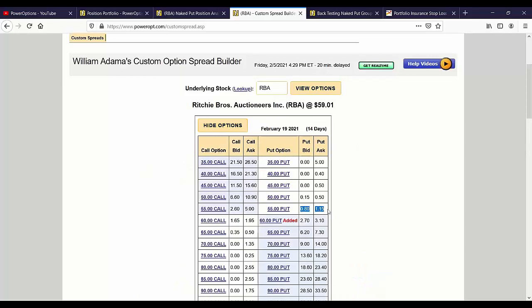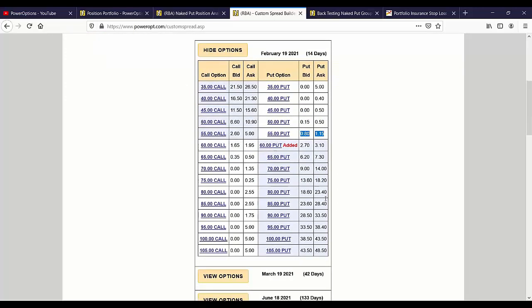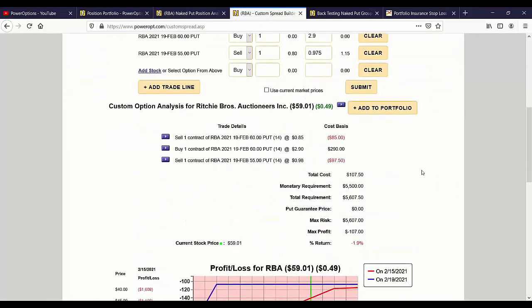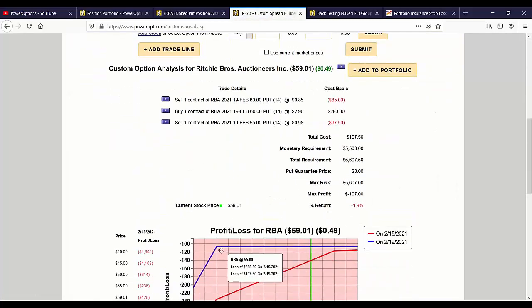No, I can't roll down to the same month for a debit. I can't roll this down. Why not? Why can't I create a debit? Well, what's the point? Number one, you wanted to own the position outright anyway. Number two, if you roll for a debit, you have a no-win scenario on a naked put position.